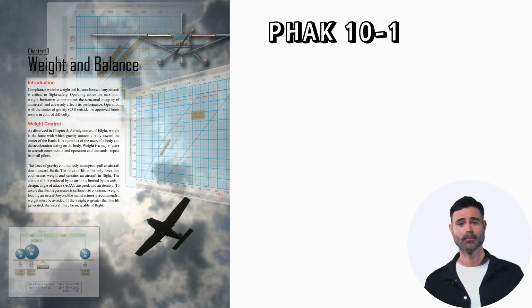Weight control. As discussed in Chapter 5, Aerodynamics of Flight, weight is the force with which gravity attracts a body toward the center of the Earth. It is a product of the mass of a body and the acceleration acting on the body. Weight is a major factor in aircraft construction and operation and demands respect from all pilots. The force of gravity continuously attempts to pull an aircraft down toward Earth. The force of lift is the only force that counteracts weight and sustains an aircraft in flight.